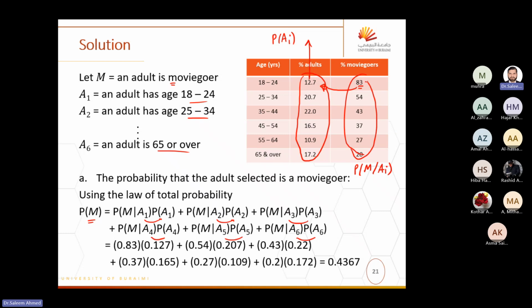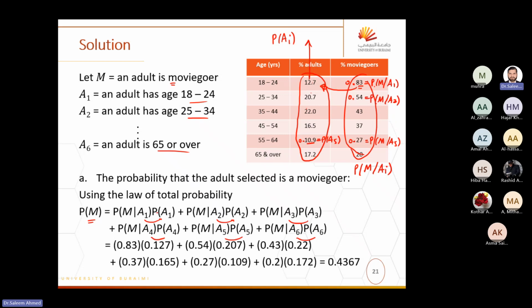So this first one, 0.83, will be the probability of a moviegoer given that he was in age group 1. 0.54 will be the probability of a moviegoer given that he is in age group 2. And so on. This one, 0.27, will be the probability of moviegoer given that you are in age group 5. And 0.109 will be the probability of A5, and so on. Okay, so these are the probabilities of A1, A2, A3, A4, A5, A6. These are M given A1, M given A2, and so on.